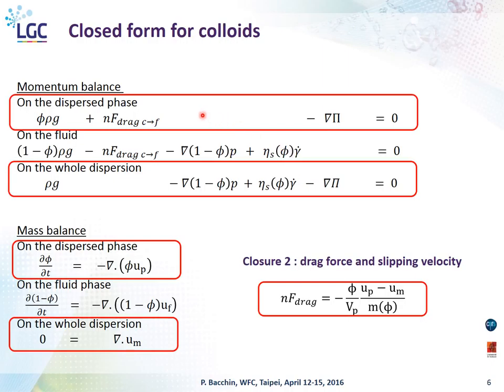Then we can select some of these equations, because we don't need all of them, we need only two for each set here. And to have complete determination of these equations, we need a second closure, which is the expression of a drag force as a function of the velocity, the velocity of particles and the velocity of the mixture here.